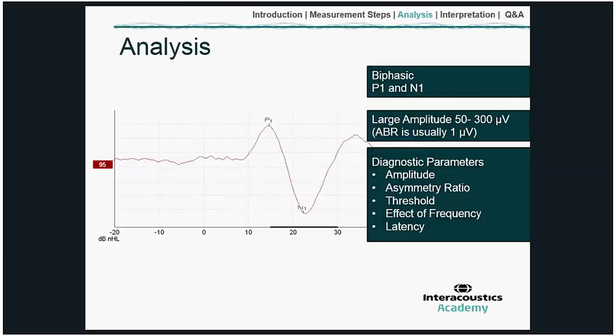I have amplitude as the first one, but perhaps more used than amplitude is the asymmetry ratio, which is second. We also can look at the VEMP threshold, which is the quietest sound which can be used to elicit the VEMP. We can also change the frequency of the VEMP, so recording at different frequencies, 500, 750, 1000, 1500 hertz, and see the effect. And then lastly, you can have a look at the latency. But the latency is a very poor indicator of function of the saccule with the VEMP. So it's probably our least useful parameter.